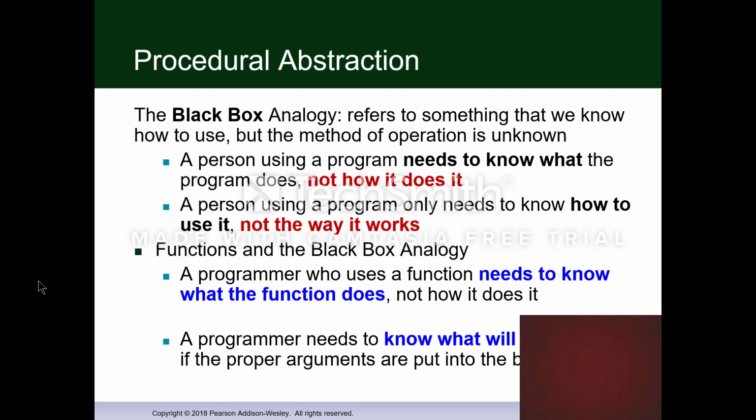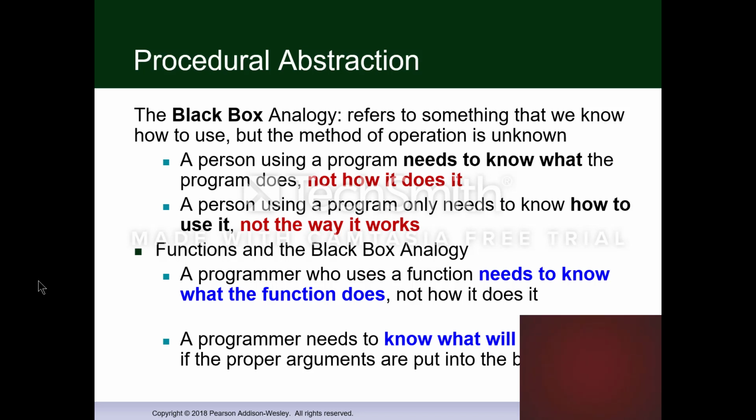Abstraction allows us to manage the messiness or the complexity of programming. Procedural abstraction means that we will be organizing our solutions into smaller units of code. We are going to use the black box analogy here. A black box refers to something that we know how to use, but the way it works, we are not aware of. So a person using a program needs to know what the program does, but not how it does it. Likewise, a person using a program just needs to know how to use it, not how it works. So we are going to be building programs with functions as black boxes.